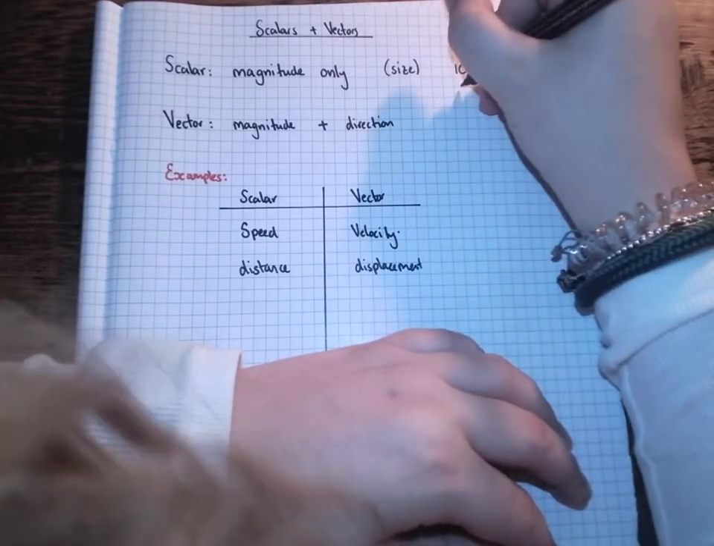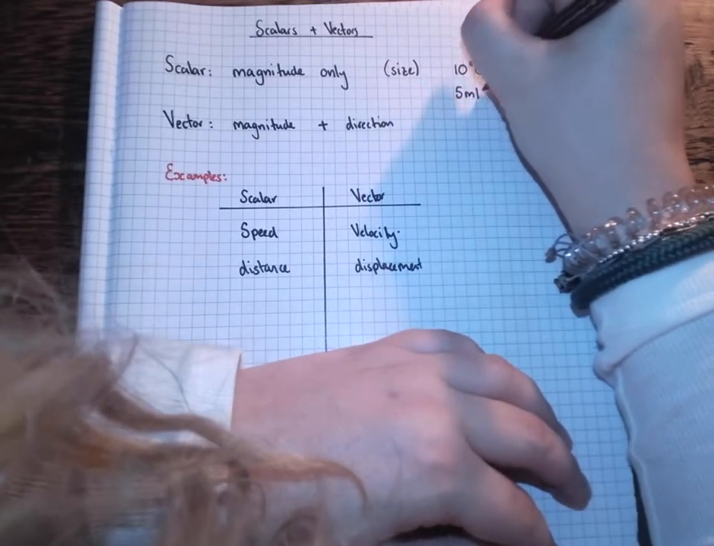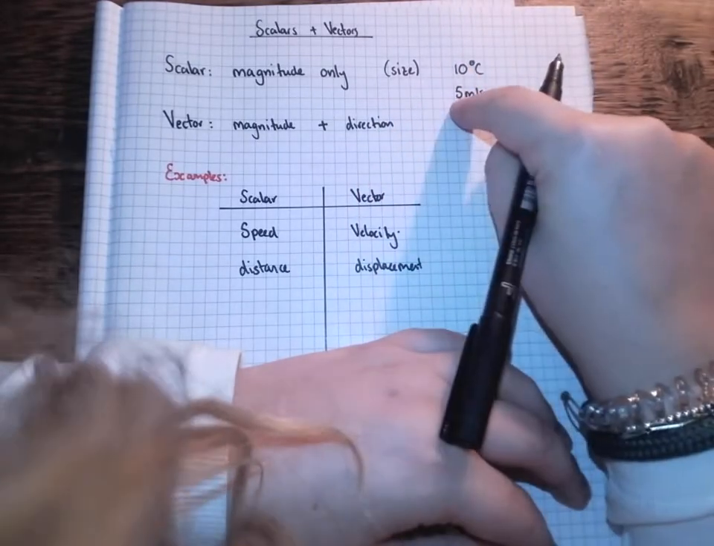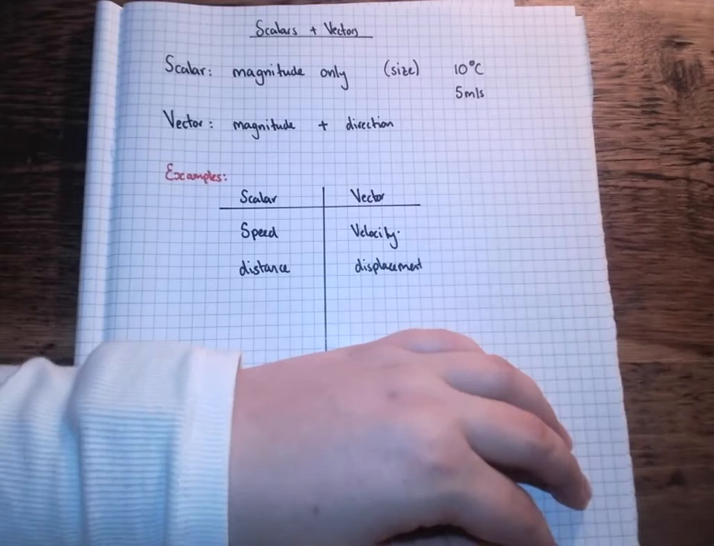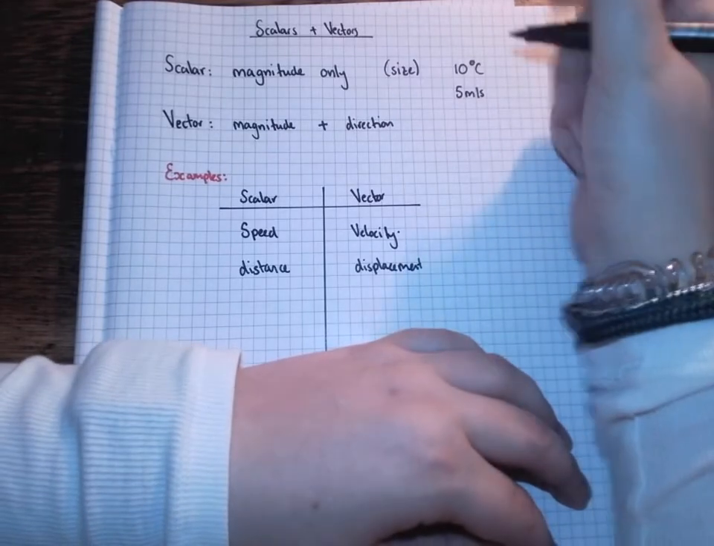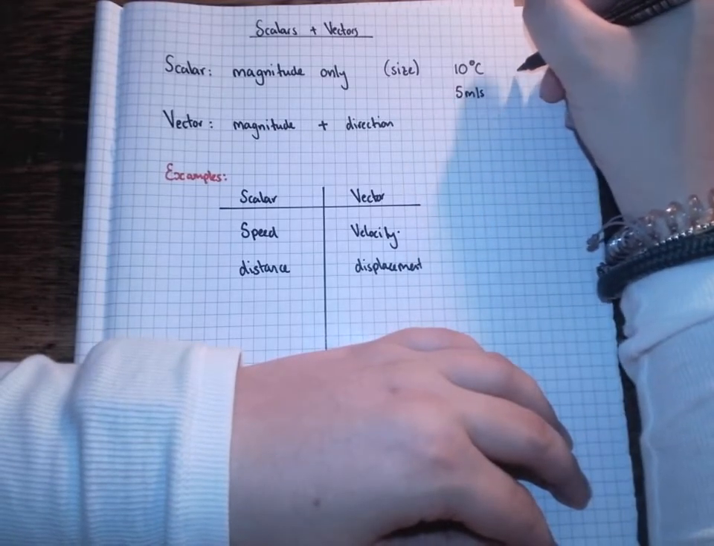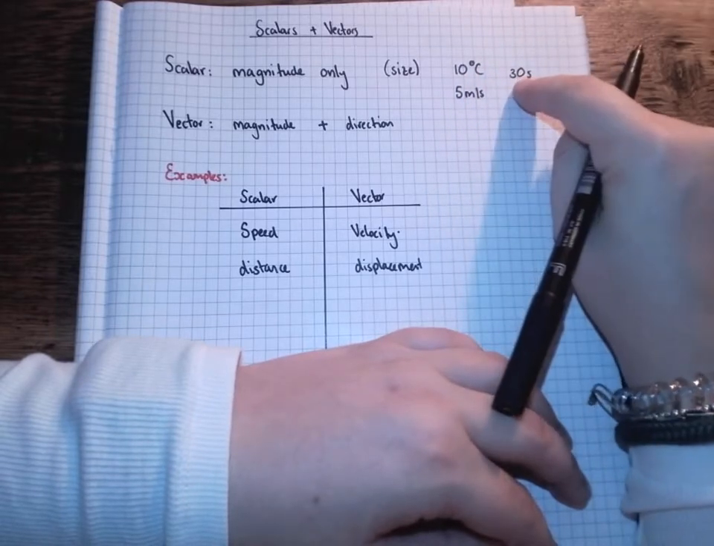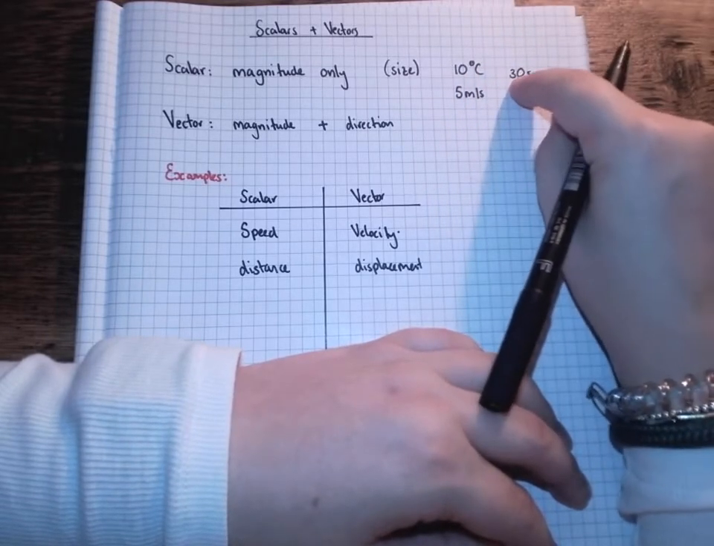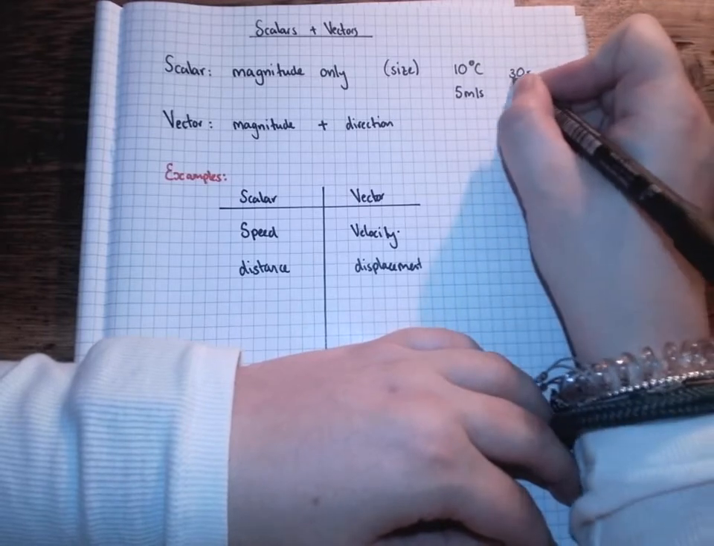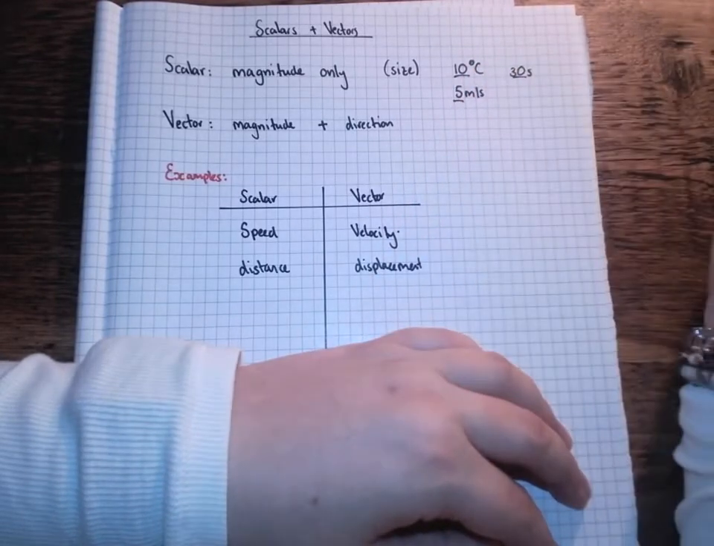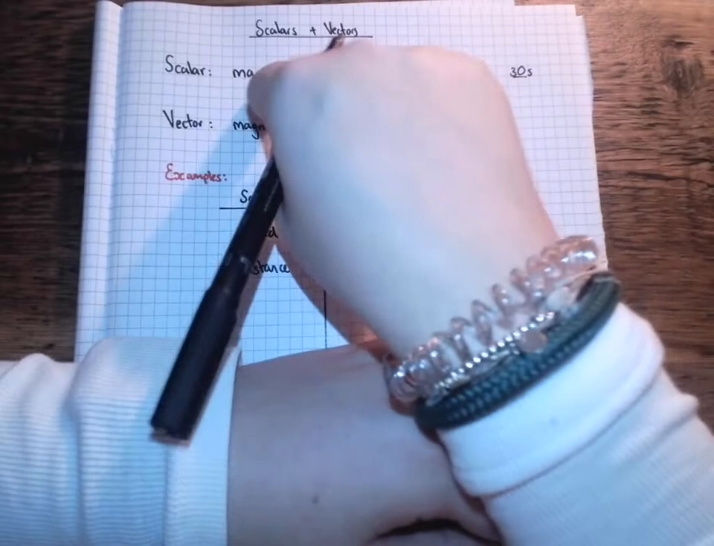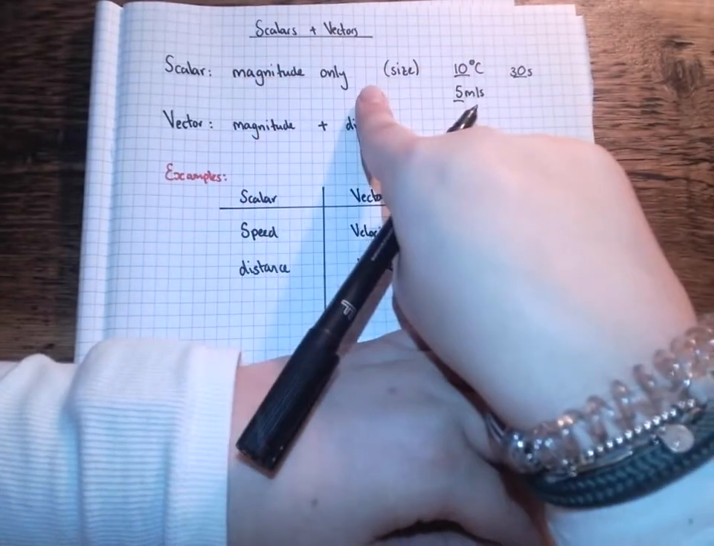It could be a speed, traveling at 5 meters per second. Again, it would be a size, a magnitude. It might be that something has been moving for 30 seconds. Again, that is a magnitude, so it is a scalar in terms of the size. So we're looking at a value, a size or a magnitude. Scalars are magnitude only.